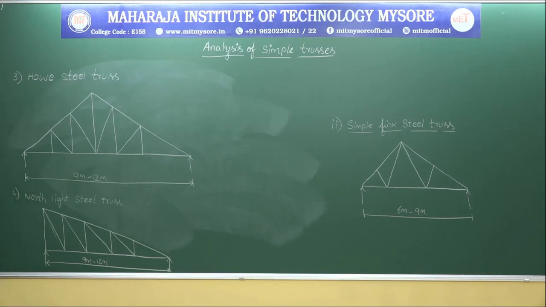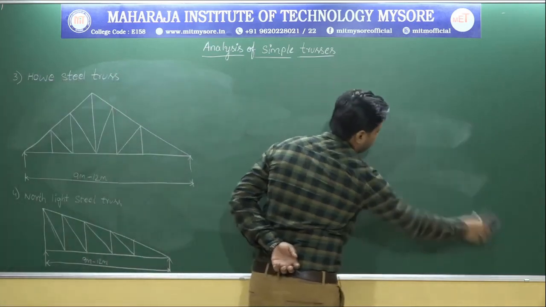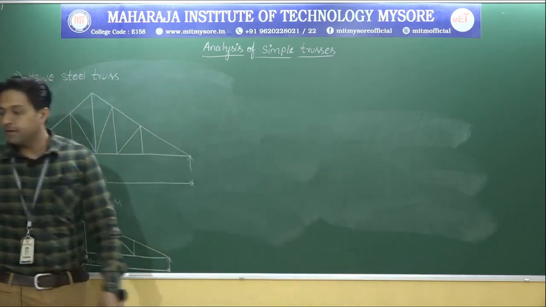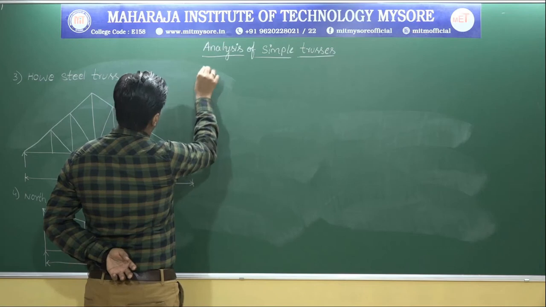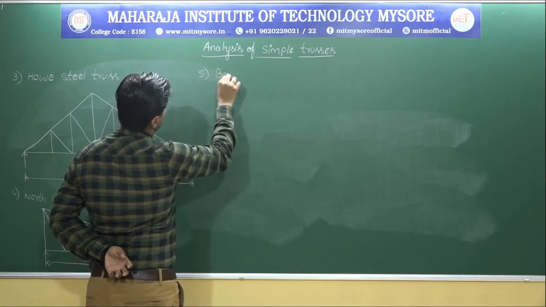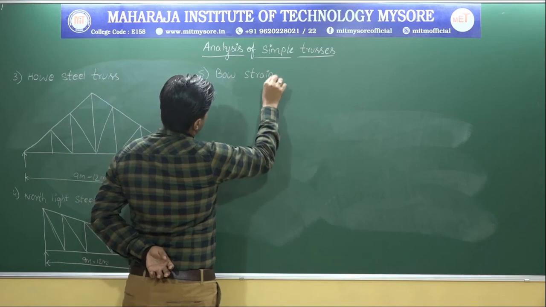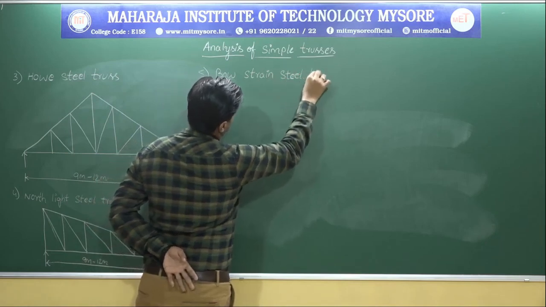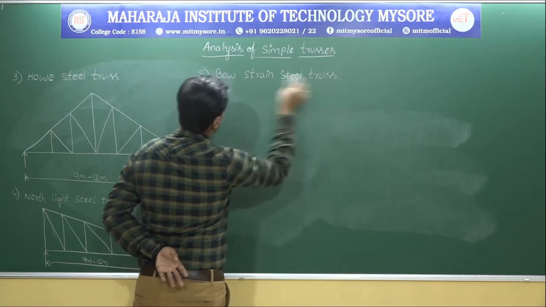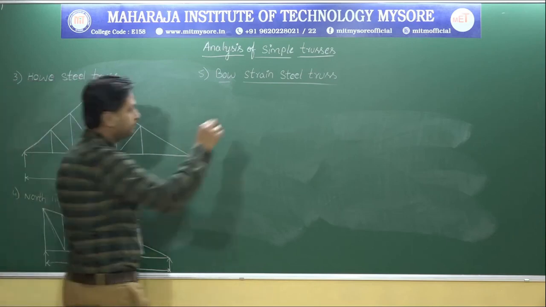Now we'll move on with the bowstring steel truss. The fifth one is the bowstring steel truss. So the diagram will be like this.